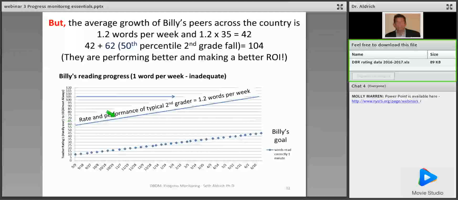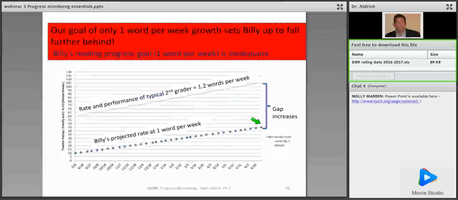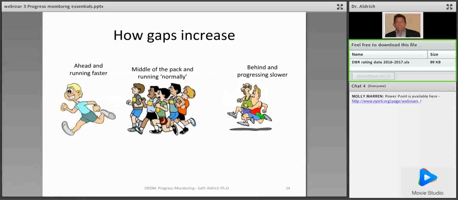These students are above Billy, and they're progressing faster. The gap is widening. This is exactly what we're trying to avoid with RTI. So by setting up a goal of 1 word per week, Billy is being set to fall further behind. It's inadequate. But we have to have some kind of norms or some kind of a metric or some understanding of what kids typically achieve in order to understand that. So we see that the gap increases from fall to spring.